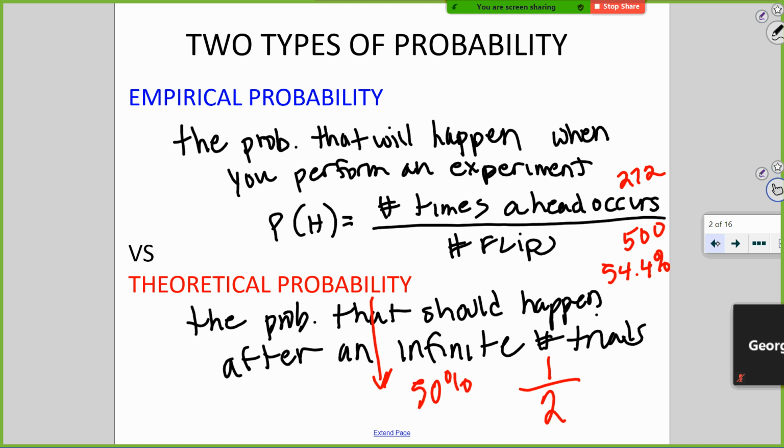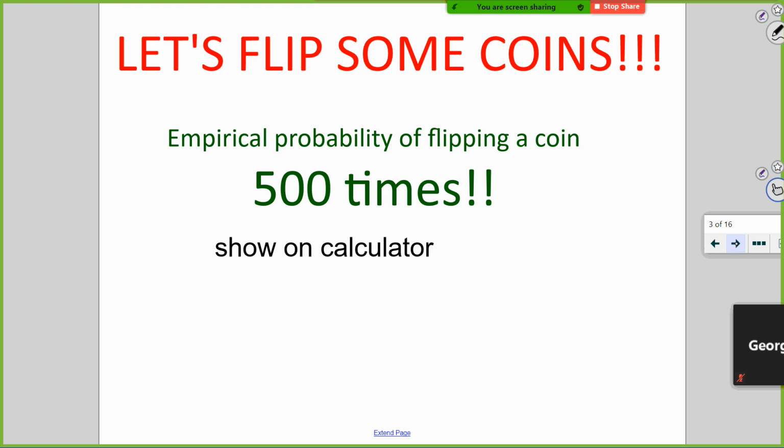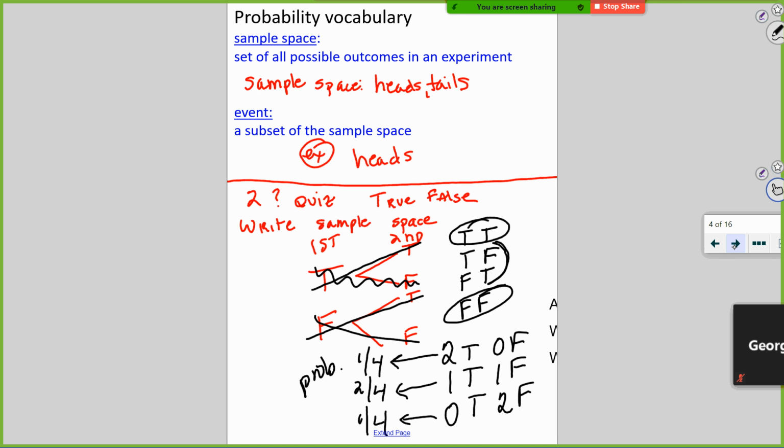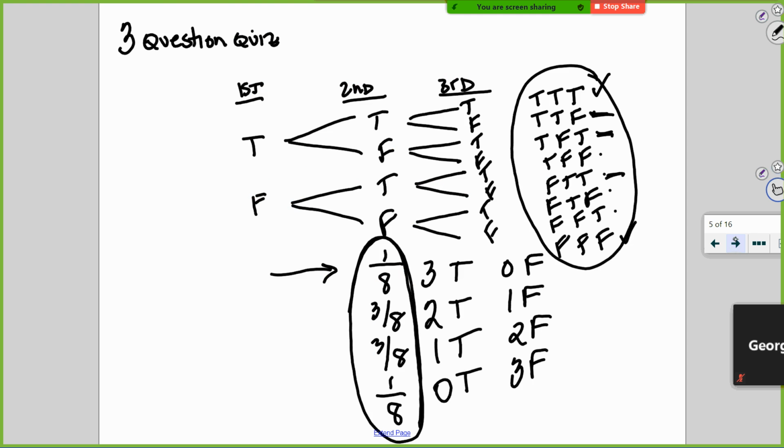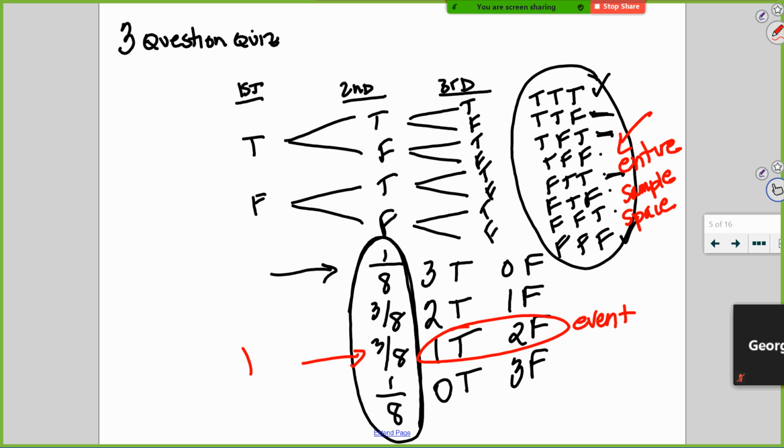Are you okay with the difference between empirical and theoretical? Are you okay with the difference between sample space and event, right? So in this problem, this is my entire sample space. This is my entire sample space. One of these is an event that happens, and this is the probability of the event.